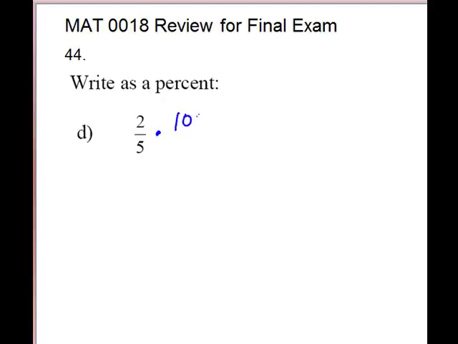So since we have one fraction, we'll make the second one also look like a fraction. We can cancel on the diagonal. 5 will go into 100 20 times, multiply across. 2 times 20 is 40. We're already in percent. Over 1, we don't need the 1 in the denominator.